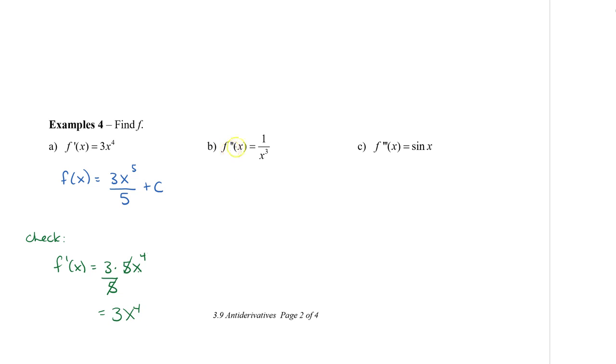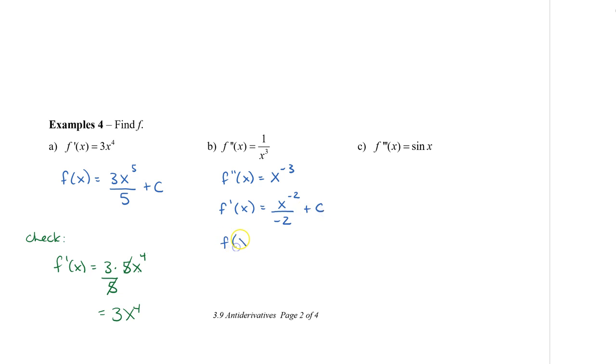All right, now this one's the second derivative, which means I need to find the first derivative. Actually, before I do that, I'm going to rewrite this second derivative as x to the power of negative 3. It's always easier to write it as a term with no fraction. Okay, so now I'm going to find the first derivative, and I'm going to add 1, so be careful. So this will be x to the negative 2 over negative 2 plus c.